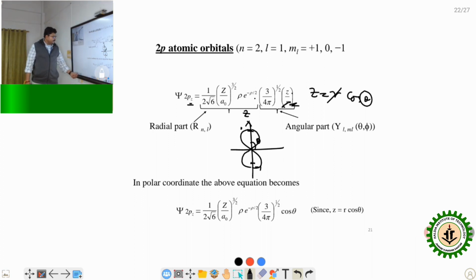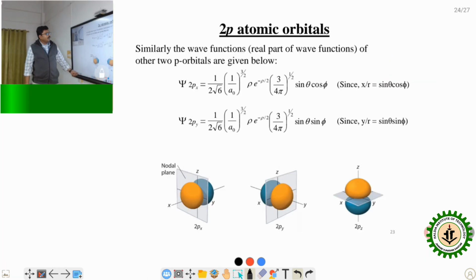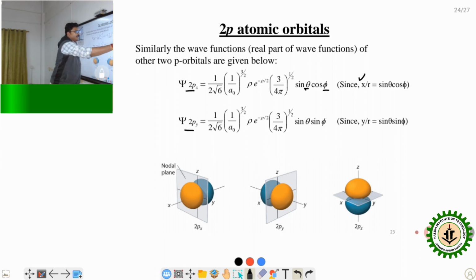If you change pz to px, it will be x by r, and if you change to y, it will be y by r. Or simply if you put x is equal to r sin theta cos phi or y is equal to r sin theta sin phi, you can have the px and py orbital shape depending on the variables theta and phi. So these are the representative pictures of px, py and pz orbitals. Because of this single variable x, y or z, you can have one dumbbell set.